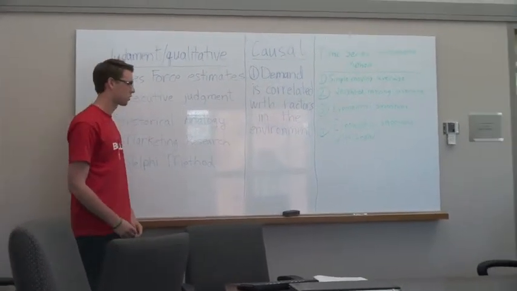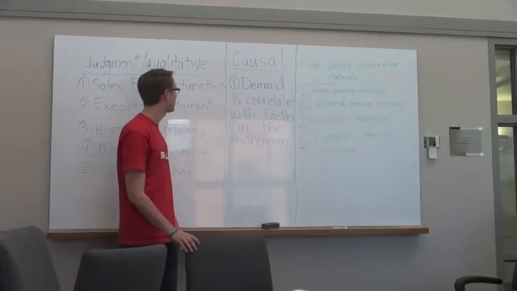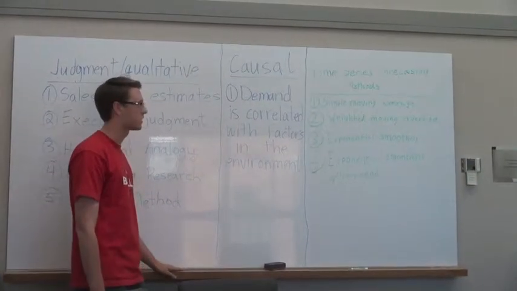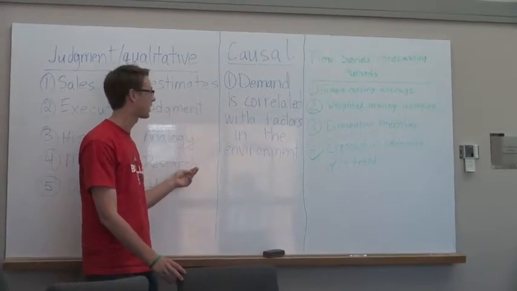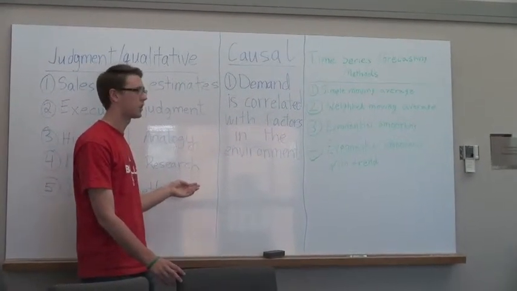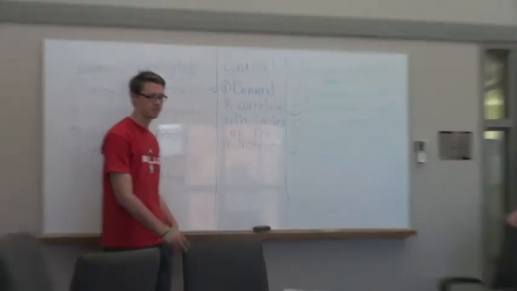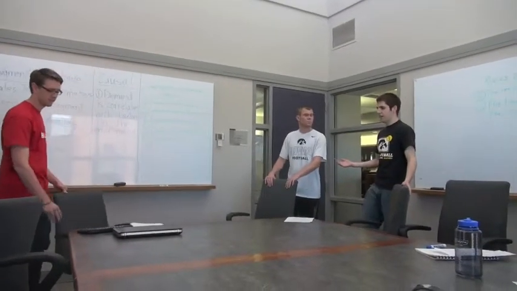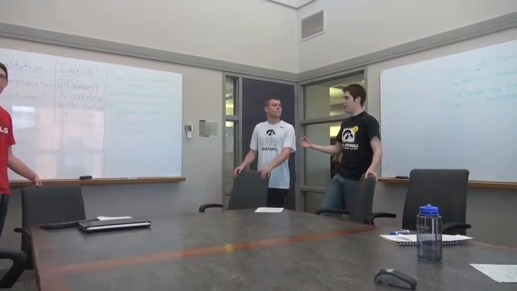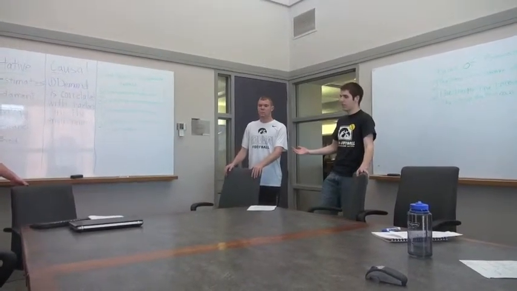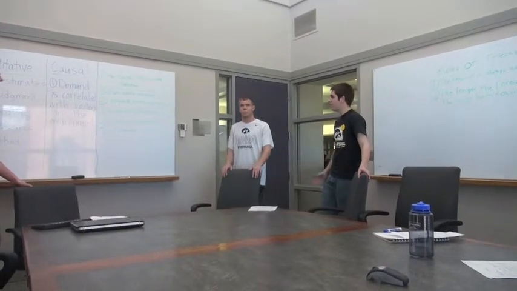And for the causal method, the demand is, as you can see, highly correlated with other factors such as the economy, interest rates, and even temperature. So we should use the causal method when predicting ice cream sales in the summer because ice cream sales are highly correlated, or should be highly correlated, with the temperature outside.